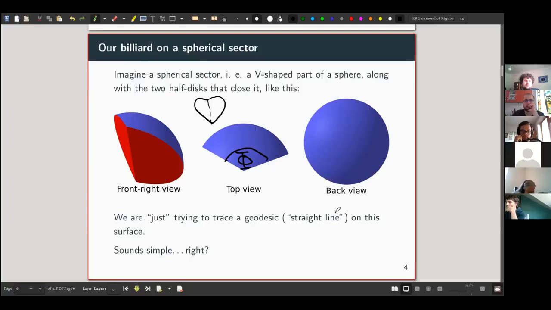And the only thing we are trying to do here is just tracing the path of the particle. And since we are not really assuming any other forces, then the particle is just moving in geodesics. So here on the disks or parts of the disk, it's just straight lines. And on the sphere, it's great circles. So that sounds really simple, right?